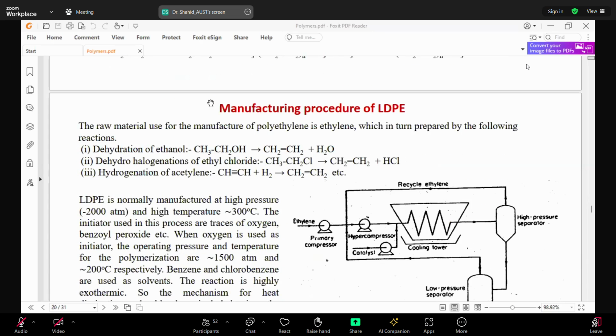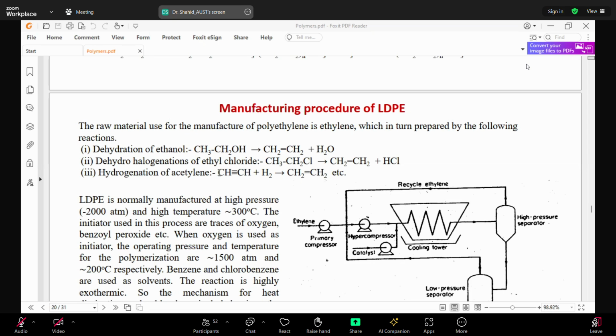And then the manufacturing procedure of LDPE. First of all, you have to prepare the raw material, that means ethylene. We can prepare ethylene by using different techniques: dehydration of ethanol, dehydrogenation of ethyl chloride, and the controlled hydrogenation of acetylene, but not general hydrogenation.